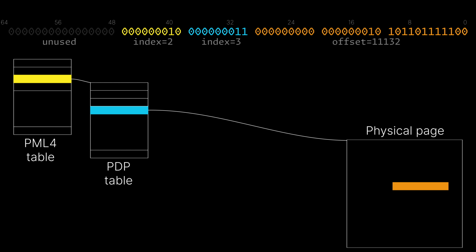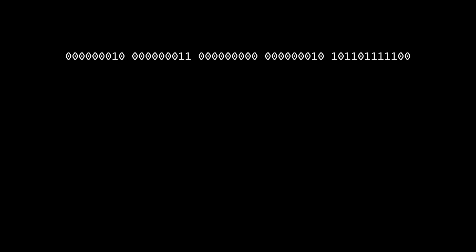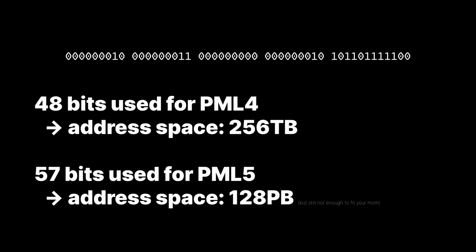If we go one more step down and stop at the page directory level instead, we will have 21 bits to use as page offset, making an addressable page size of 2 megabytes, and giving us a total addressable memory of 1 gigabyte per PD. And since we are using 48 bits for virtual addressing, we can map up to 256 terabytes.